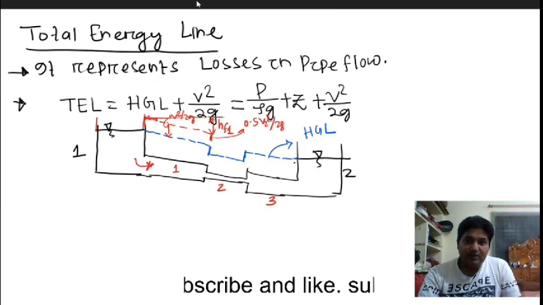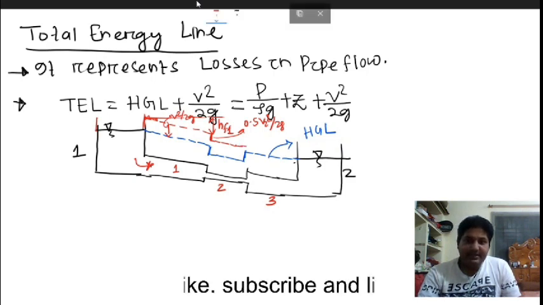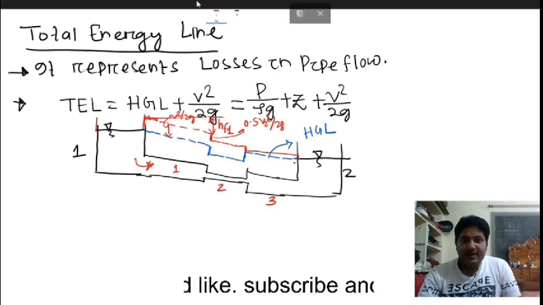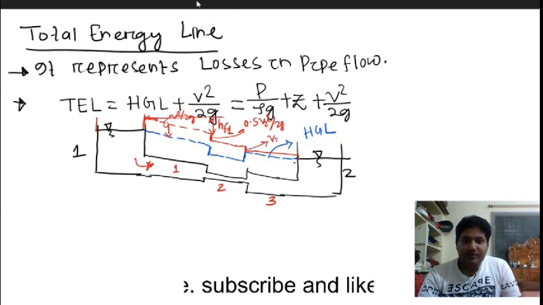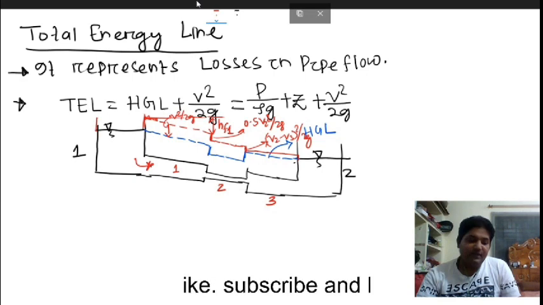Again it will fall in the direction of the flow, and here the pipe diameter suddenly expands. Sudden expansion of the pipe. Again it will fall, and then join. Finally, this loss is how much? This will be (V2 minus V3) whole square by 2g. Total energy line always falls in the direction of the flow. That is what I am trying to say.